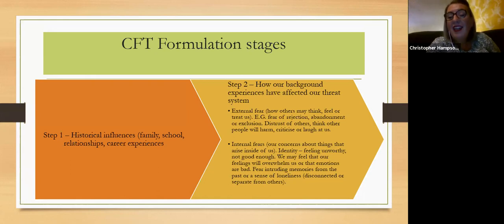So external, how others may think, feel or treat us. For example, does your client present with a fear of rejection, abandonment or exclusion, distrust of others, think other people will harm them, criticize or laugh at us? The internal fears: identity, feeling unworthy, not good enough. We may feel that our feelings will overwhelm us and that emotions are bad. So feeling intruding memories from the past or a sense of loneliness, so disconnected and separate.